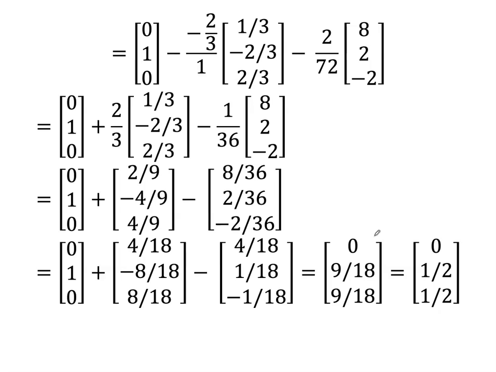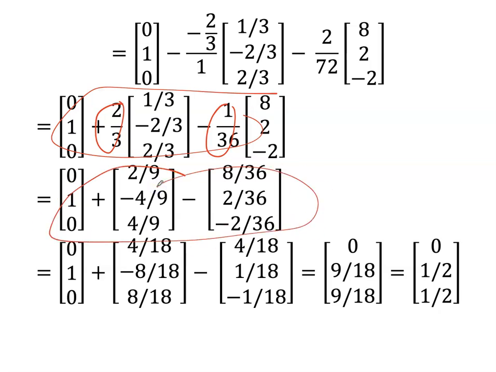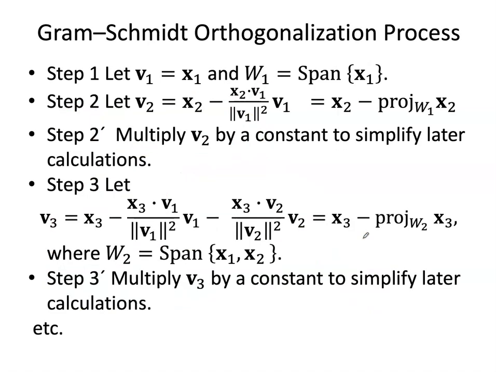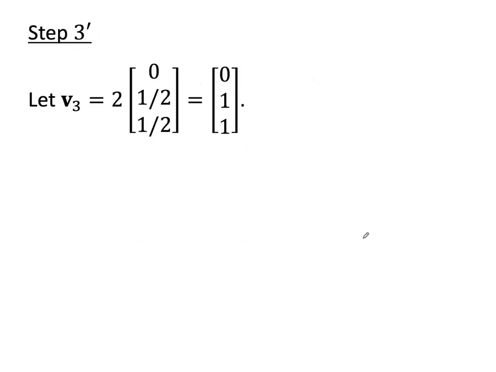Let's simplify. This is what we had from the previous slide. So -2/3 over 1. Negative signs cancel. We're just left with 2/3. 2 over 72 is 1/36. Multiply that out, and you end up with this. In other words, when you find a common denominator of 18, this is what you get. All of that simplifies to 0, 9/18, 9/18, which is 0, half, half. Again, we multiply that by a constant to simplify later calculations. We don't need 0, half, half. We can multiply by 2 and get 0, 1, 1. Who wants fractions? Why deal with fractions?